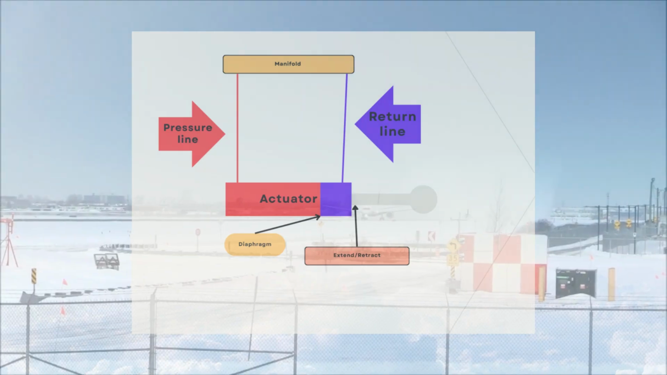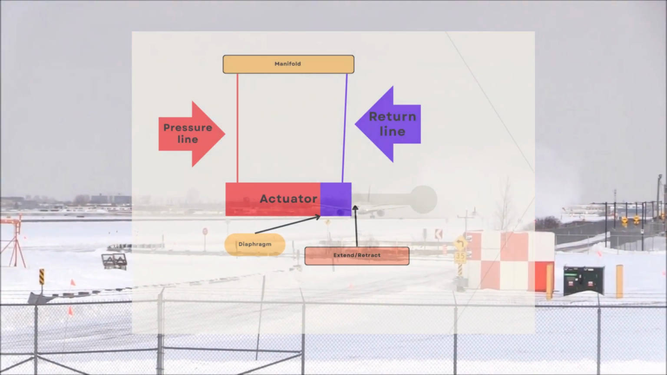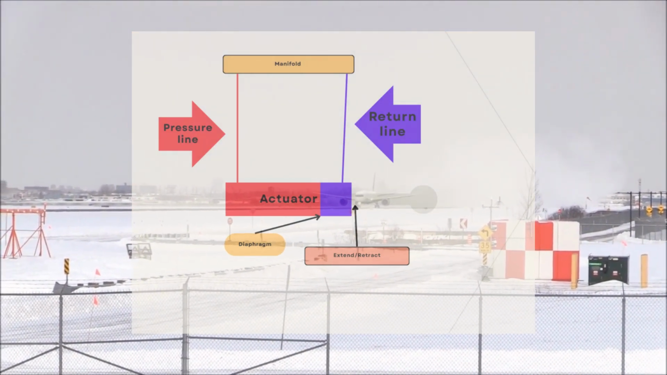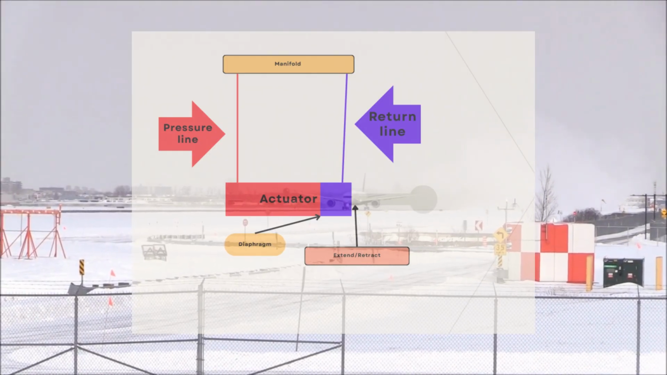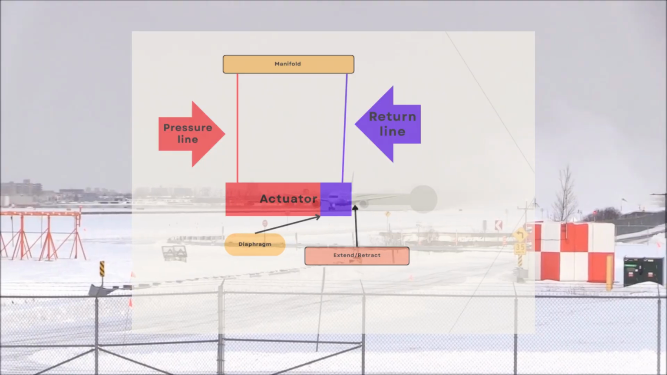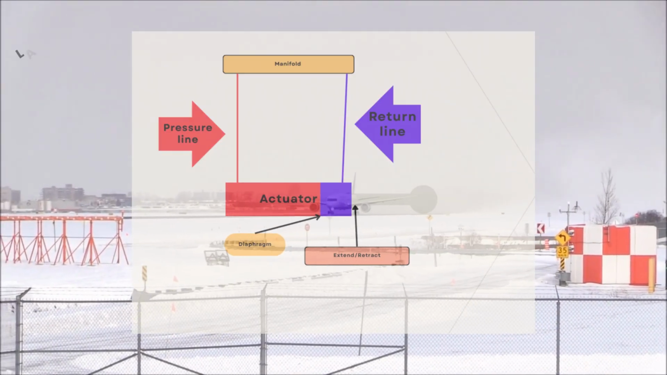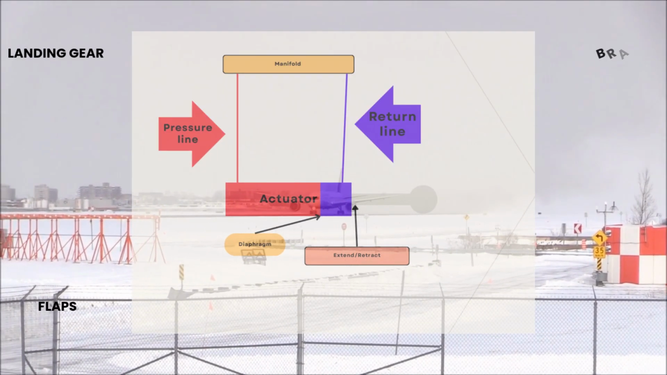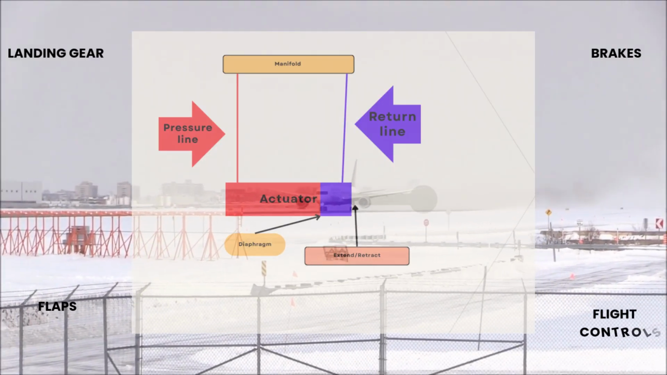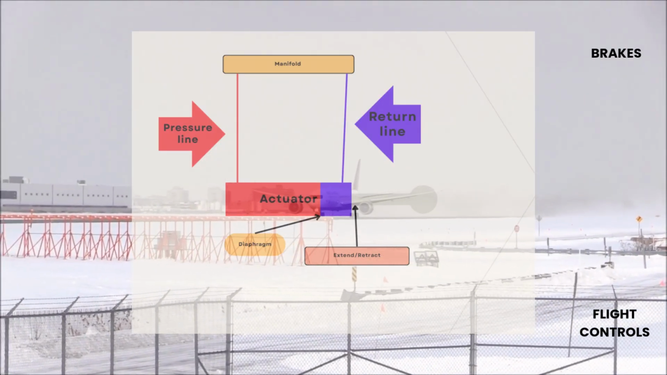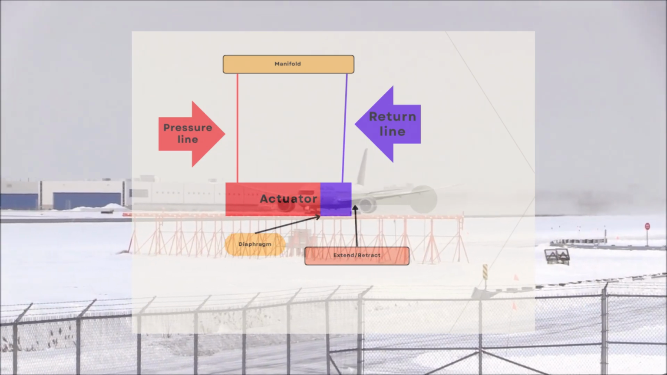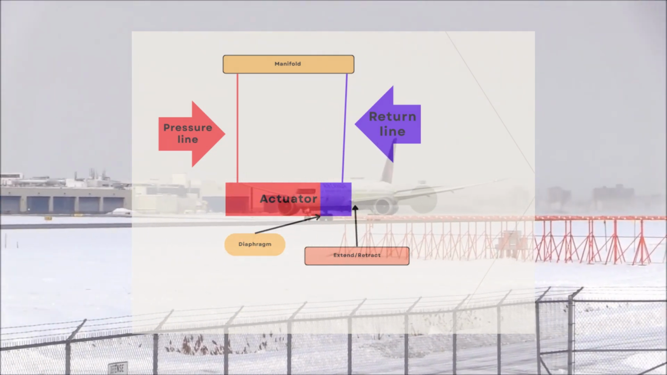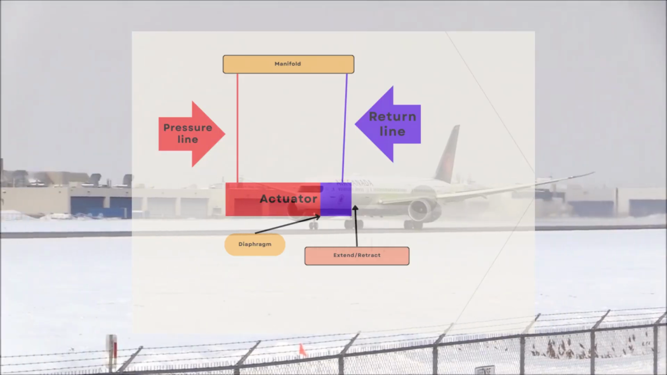The actuator is where the real movement happens. When pressurized fluid enters the actuator, it pushes a piston. That piston moves mechanical parts such as landing gear, flaps, brakes, and sometimes flight controls. Instead of a pilot physically moving a heavy system, the hydraulic system does the work.